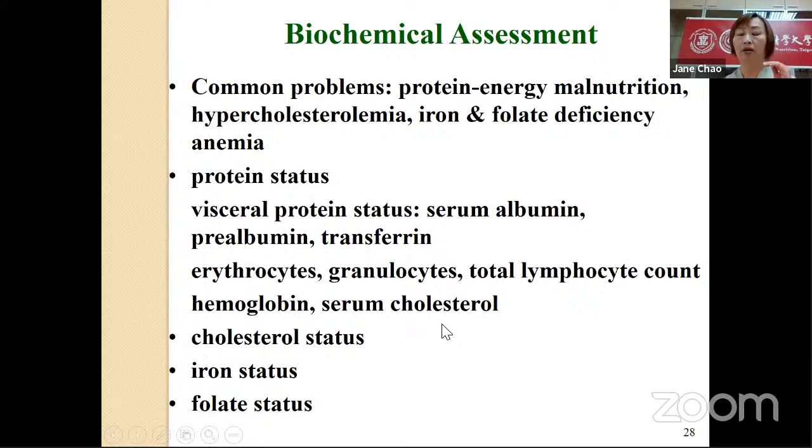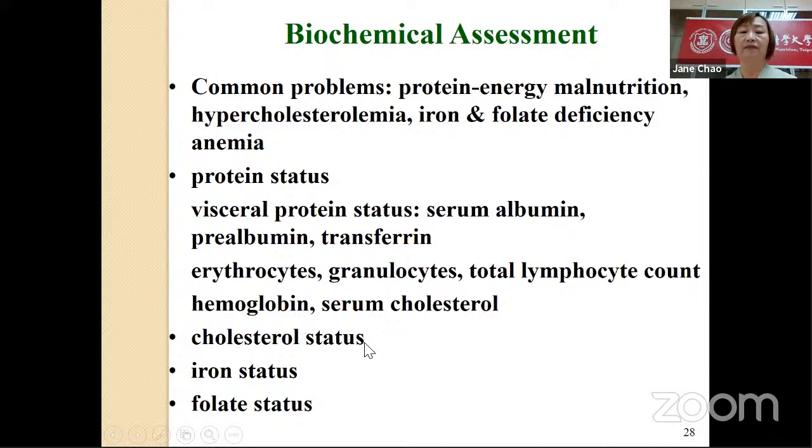So the person with protein energy malnutrition also often has a very low serum cholesterol level. That's the reason why measuring serum cholesterol level can indicate the protein status. If the serum cholesterol level is very low, it indicates you probably have poor protein status and a high risk for protein energy malnutrition. Cholesterol level can also reflect hypercholesterolemia. If the cholesterol level is very high, you probably have a high risk for hypercholesterolemia.